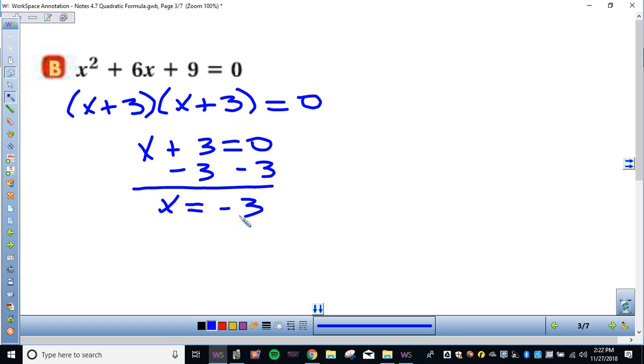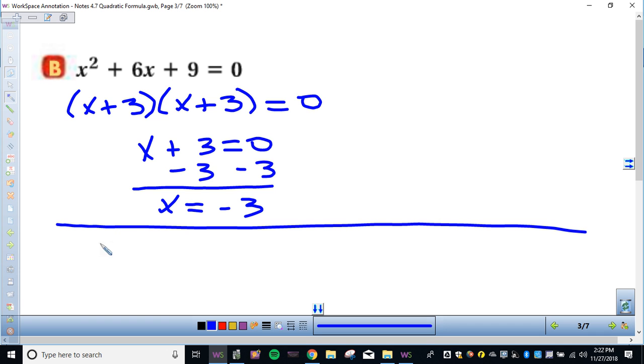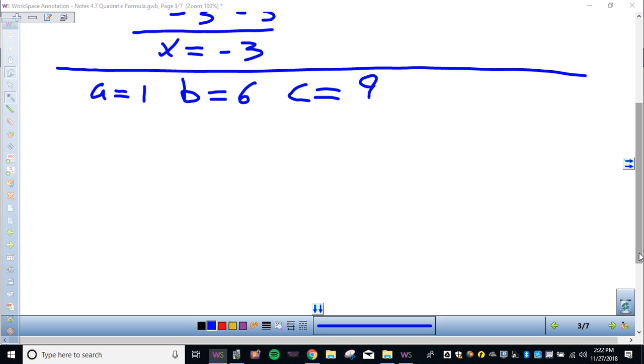So you could know the answer before you begin, but if I tell you to use the quadratic formula and you solve it another way, you get 1 out of the 4 points, right? Because you have to solve it using the quadratic formula. So we're going to do the quadratic formula down here. So a equals 1, b equals 6, and c equals 9. And again, I'm going to write the quadratic formula.